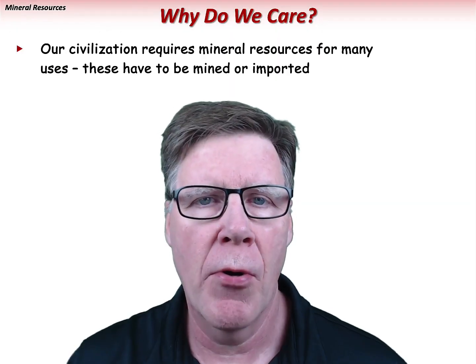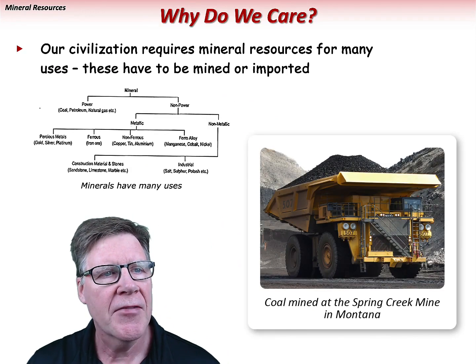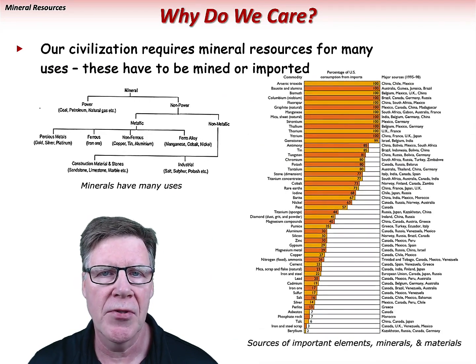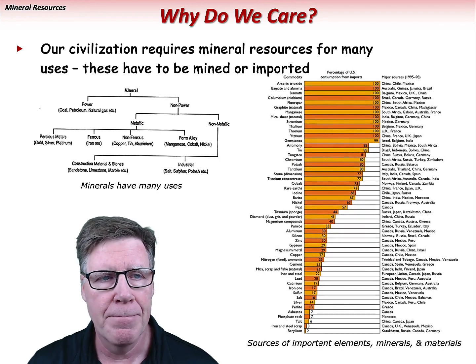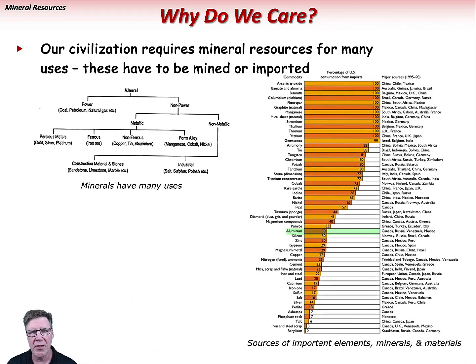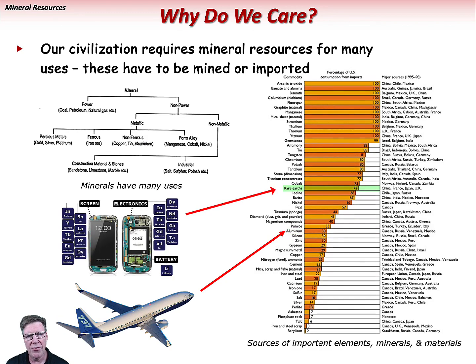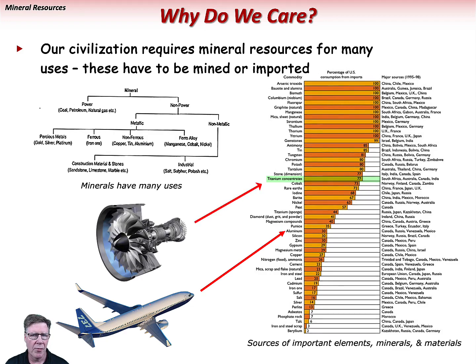Our civilization requires mineral resources for many different uses, and these mineral resources have to be either mined or imported. Take a look at some of the important resources that have to be imported in significant amounts, at least as of 1998. Aluminum, 30% is imported, and that's useful for constructing jet aircraft, for example. Rare earth elements, 72% of these are imported, and they're critical for all sorts of electronics. Titanium, 77% imported, again important for making jet engines and aircraft, even spacecraft.